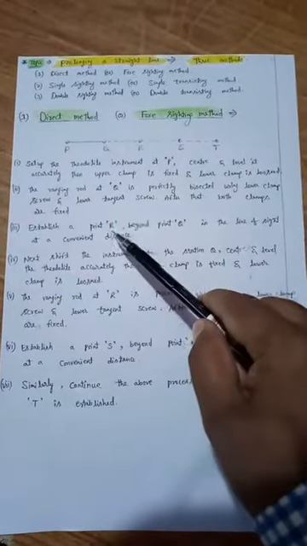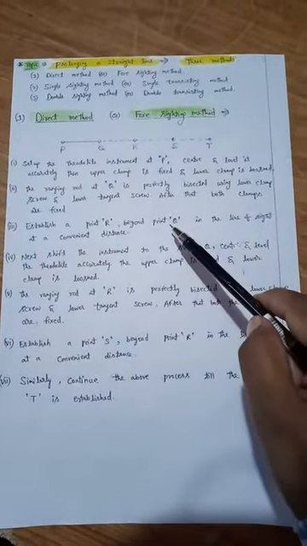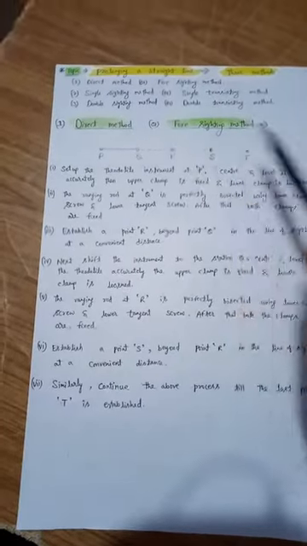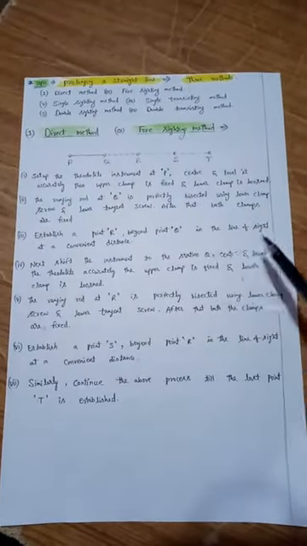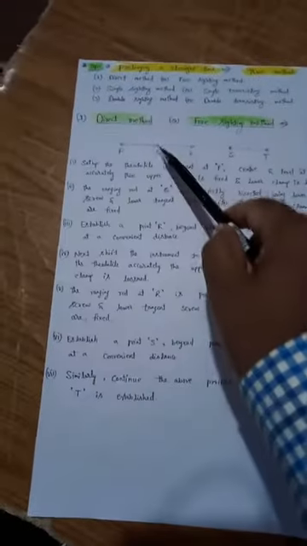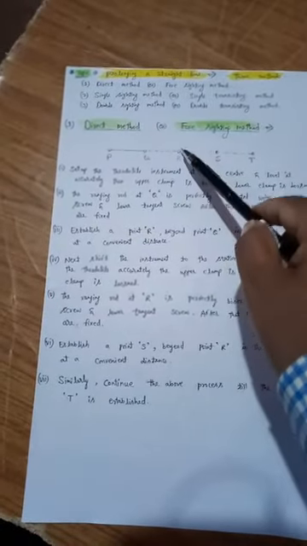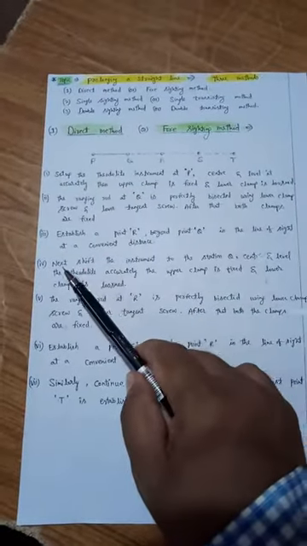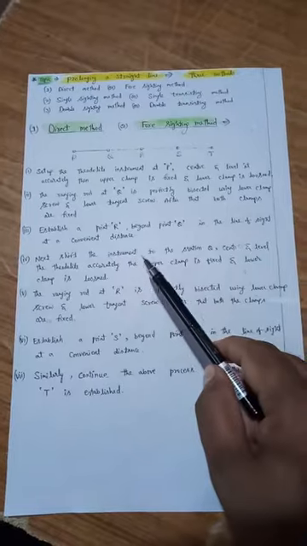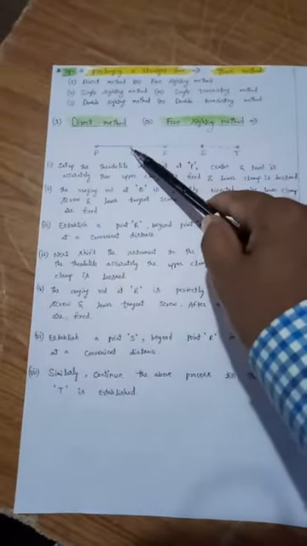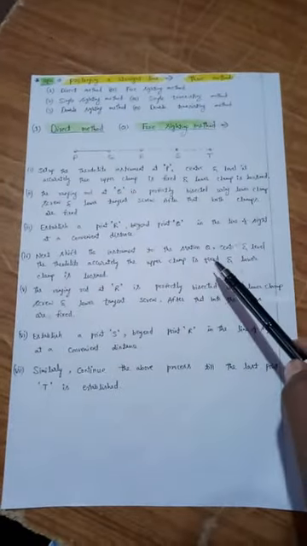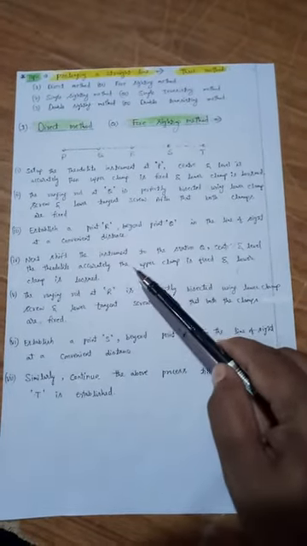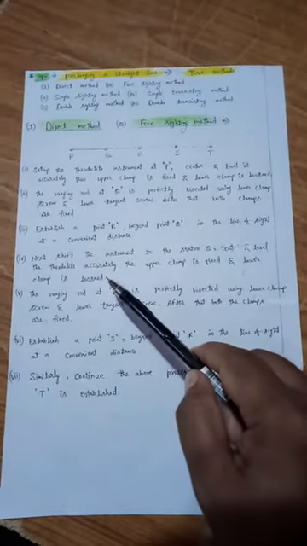Establish a point R beyond point Q, in the line of sight at a convenient distance. We are installing point R here. Next, shift the instrument to station Q. Center and level the theodolite accurately. The upper clamp is fixed and the lower clamp is loosened.